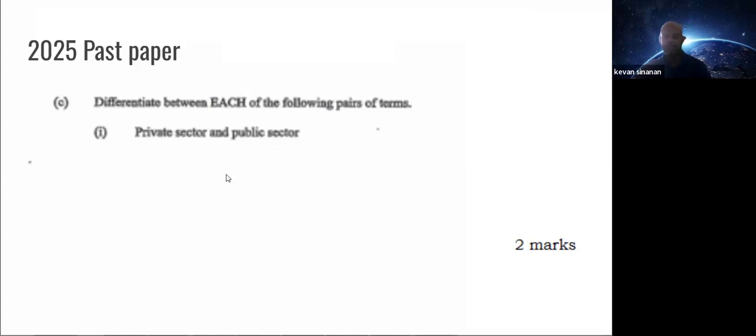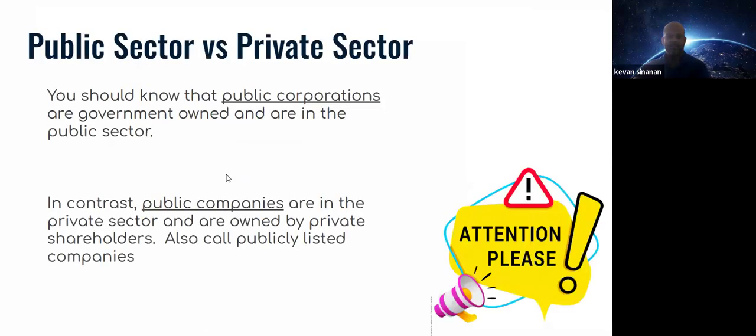We're going to do a past paper question here. This is a question that came in this year's past paper, 2025. The question was: differentiate between each of the following pairs of terms. Private sector or public sector.